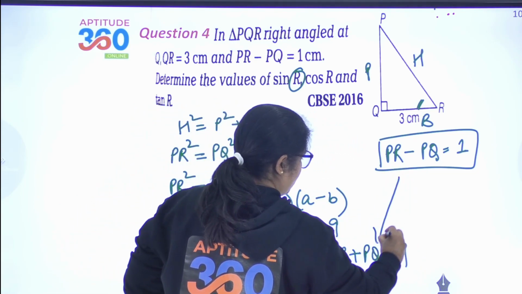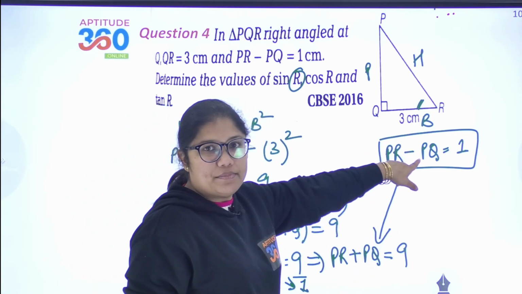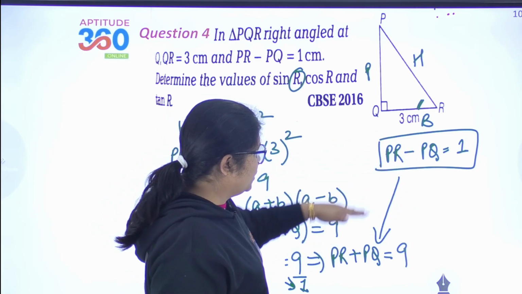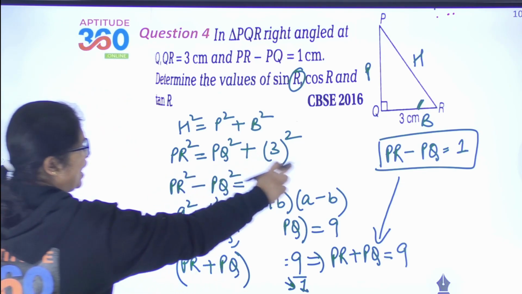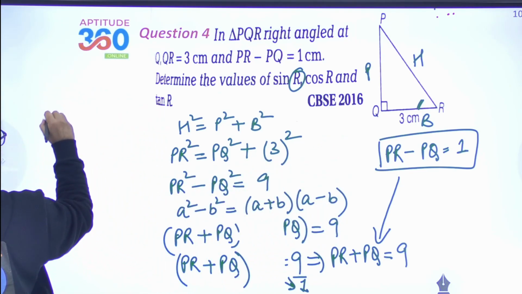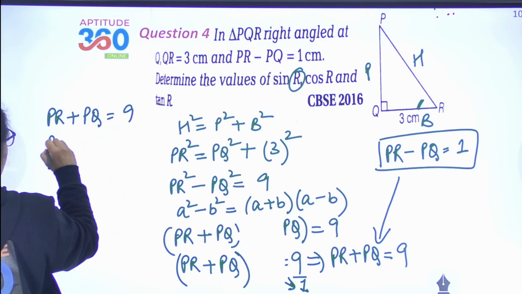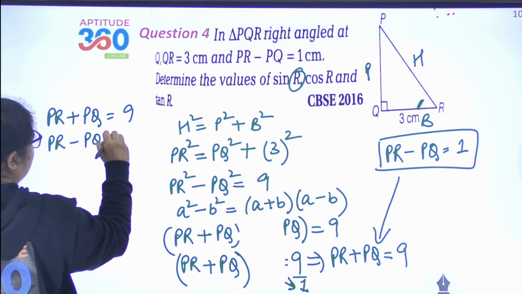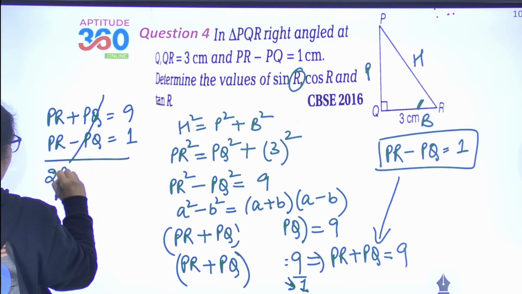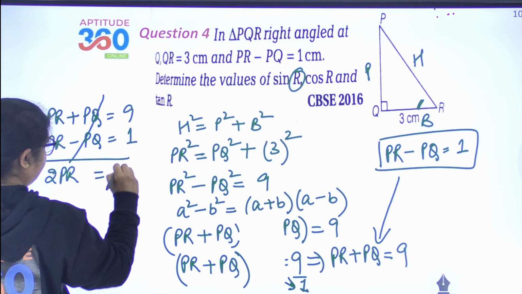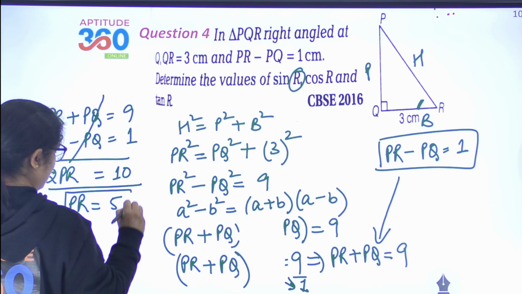Now adding these 2 equations, one of the variables will get cancelled because one of them is positive, one of them is negative. So what will be left? We will be left with PR. If I add these 2 equations, what will I get? PR plus PQ is equal to 9. PR minus PQ is equal to 1. Now these 2 get cancelled. I am left with 2 PR is equal to 10. The value of PR is 5.